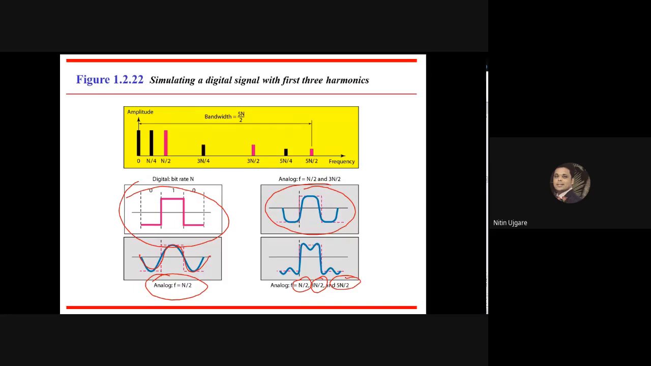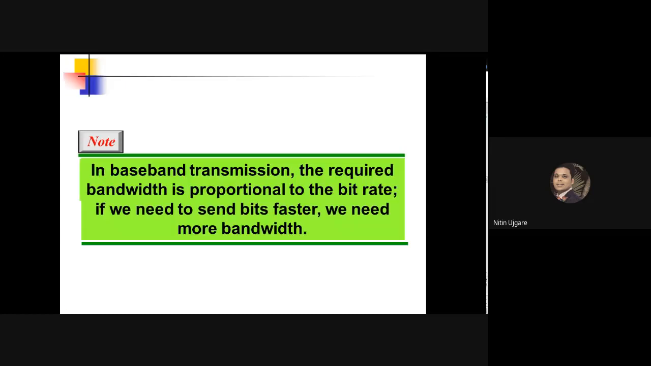You can represent it here. So for the first three harmonics, the total bandwidth is calculated as 5n divided by 2. So it starts from here: n divided by 2, then 3n divided by 2, and then 5n divided by 2. In baseband transmission, the required bandwidth is always proportional to the bit rate. So if we need to send bits faster, then we need to use more bandwidth.